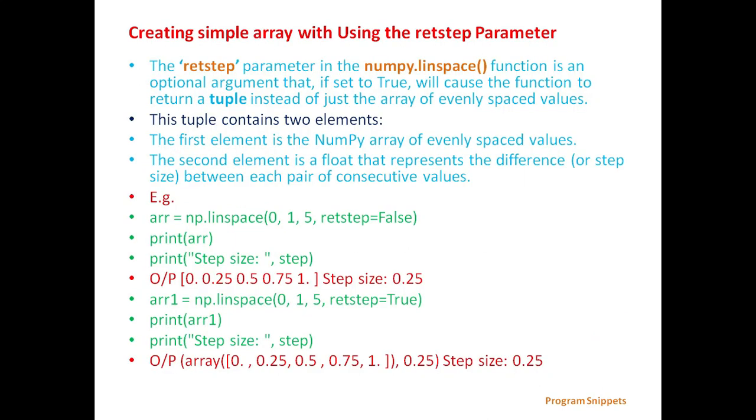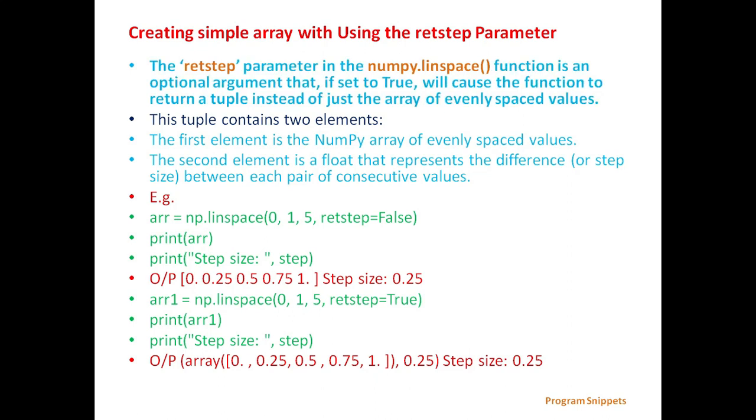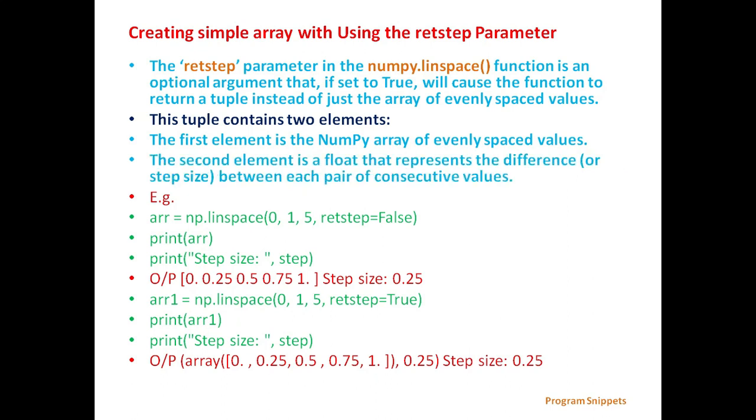Next is creating a simple array using the retstep parameter. The retstep parameter in the linspace function is an optional argument. That is, if it is set to true, it will cause the function to return a tuple instead of just an array. This tuple contains 2 elements. The first element is a NumPy array of evenly spaced values, and the second element is a float that represents the difference between each pair of consecutive values.